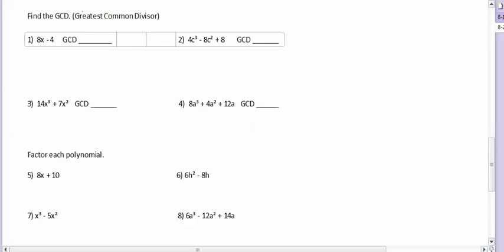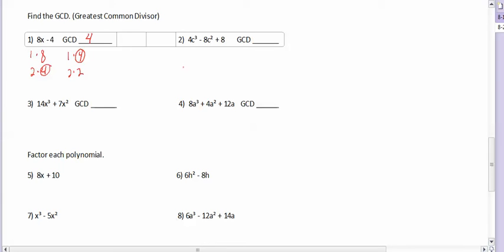So if I look at 8, you can multiply 1 times 8 and 2 times 4. No other pairs will multiply together to give me 8. On 4, I can multiply 1 and 4 and 2 and 2. Then I'm going to look at the greatest number that they have in common, and that's going to be a 4. So they both have a 4. So my greatest common divisor is a 4.